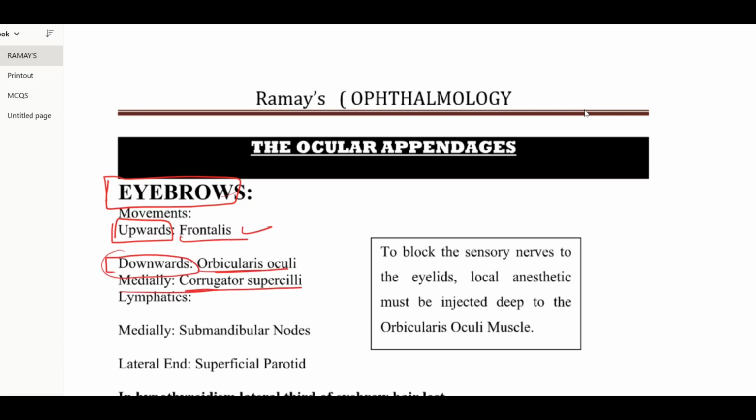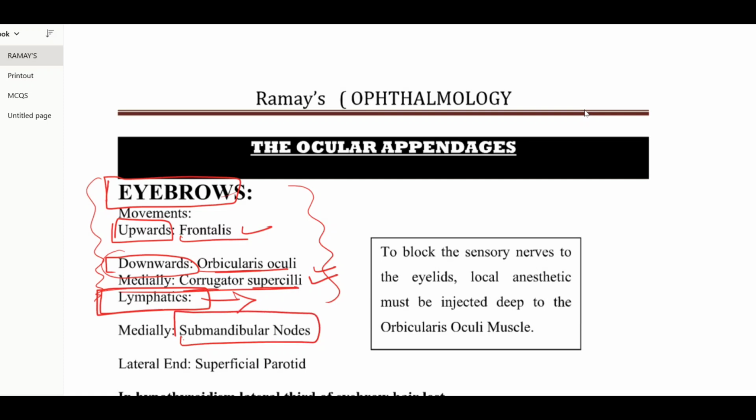Medially, the corrugator supercilii muscle is involved, and all this information is taken from Snell's Ocular Anatomy. And what are the lymphatics? Medially, submandibular lymph nodes, and laterally, superficial parotid lymph nodes. So this is the lymphatics of the eyelid. Important one.